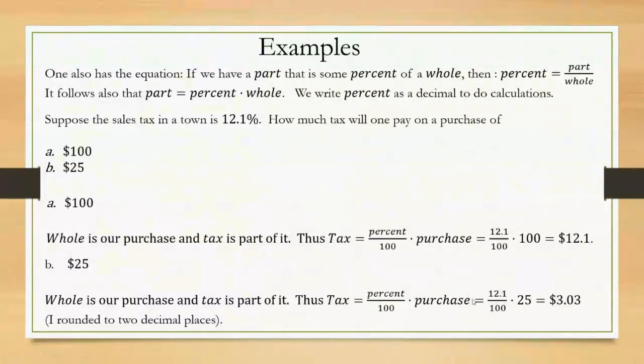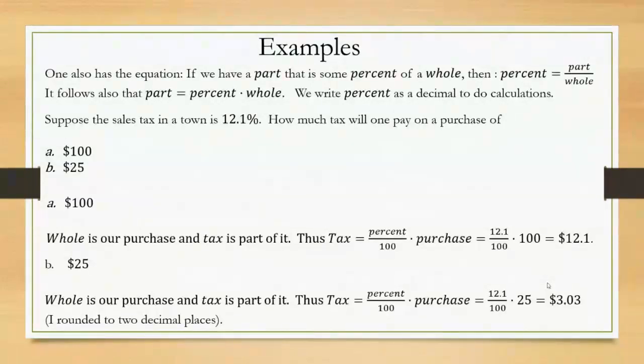So in this case of 25, we have 12.1 over 100 times 25, which is this. So that's all. I mean, here, of course, I rounded because, you know, we're looking at a purchase. So we have cents. Okay. I hope that makes sense.